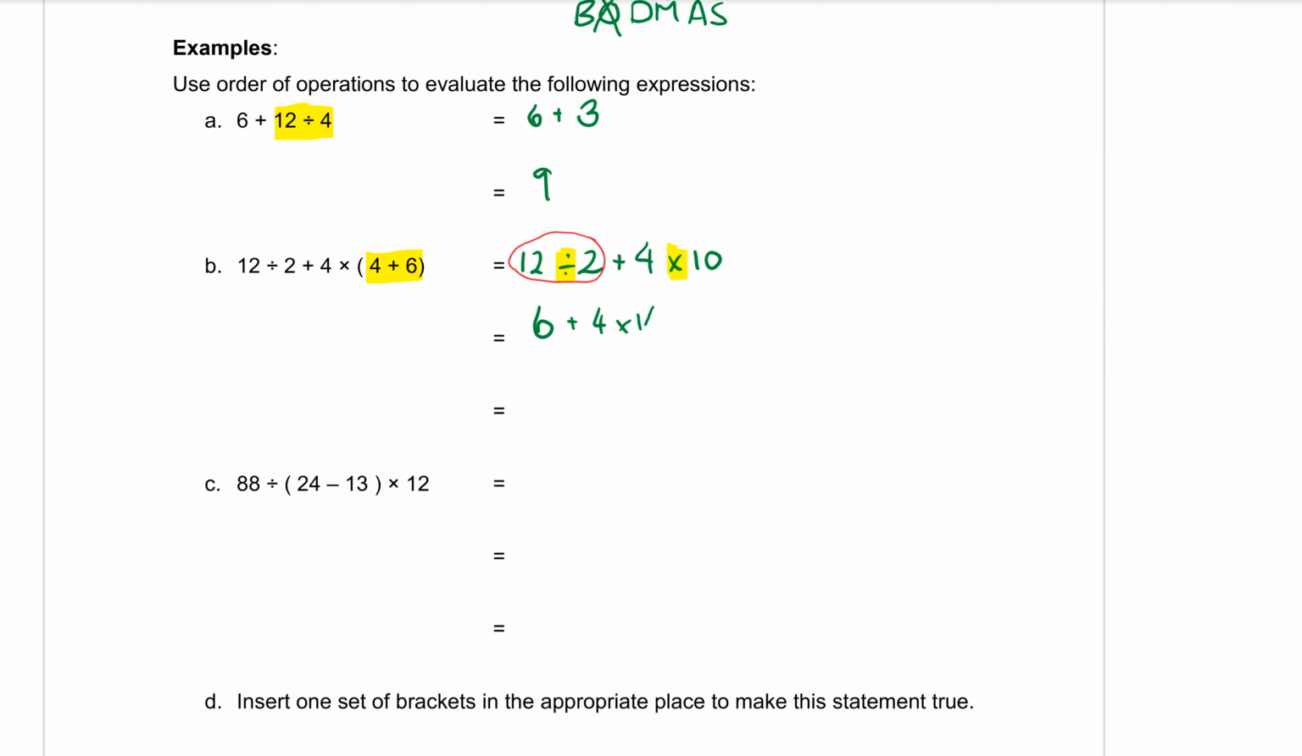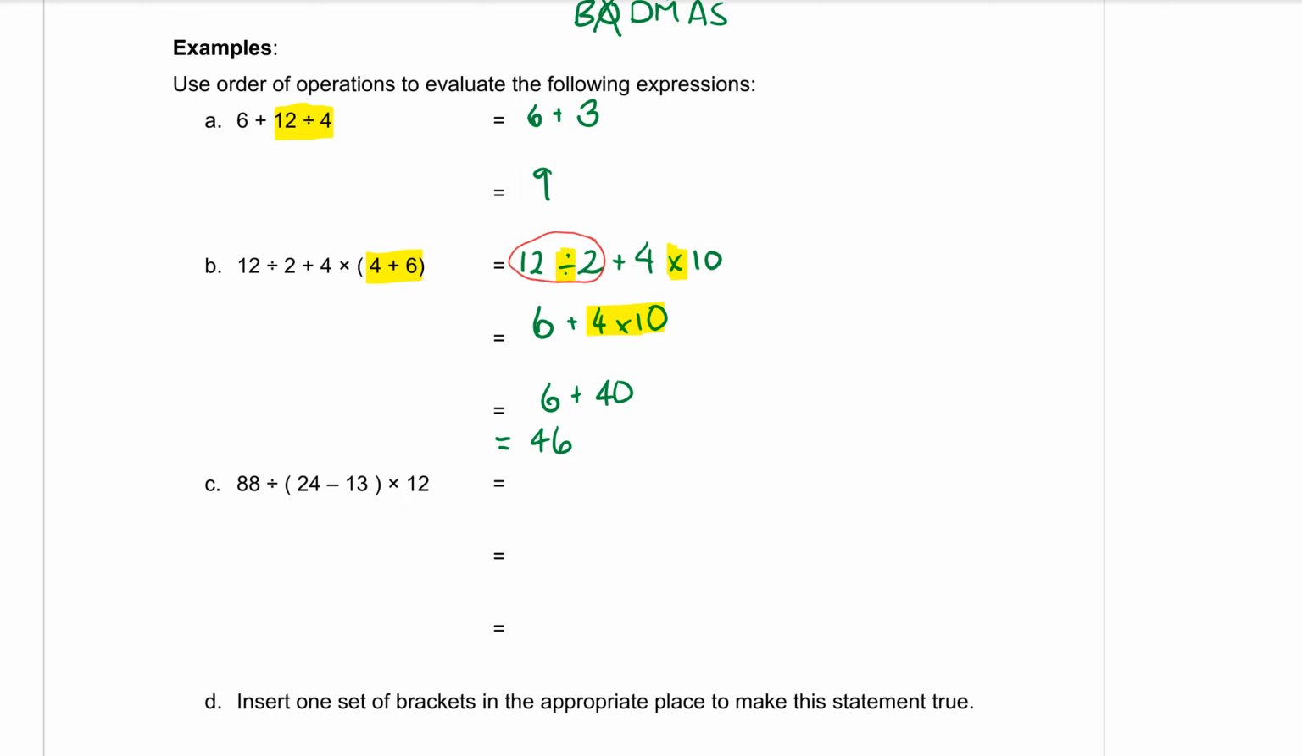Okay, now that that one's out of the way, I can now do the multiplication next. So leave the 6, leave the plus sign, work out the highlighted part. 4 times 10 is 40. Then I actually need one more equal sign here because there's one more thing left to do, which is that addition. 6 plus 40 is 46.